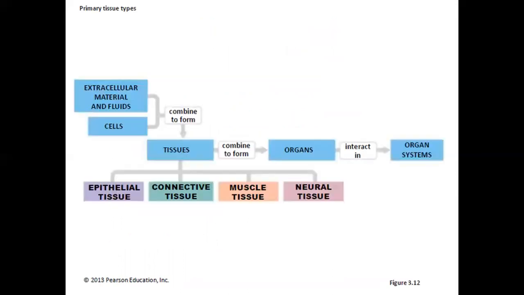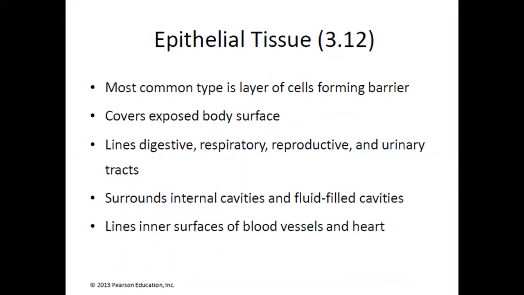Here's a figure that kind of describes that. Epithelial tissue is the most common type, basically. These cells combine and form tissues, so epithelial cells combine to form an epithelial tissue, a particular type that forms a barrier, or covers an exposed surface. I've mentioned a couple times that your skin has epithelial tissue that you can see when you look at your arm or the back of your hand. That epithelial tissue is covering the exposed surface of your body. Or it lines digestive or respiratory organs.